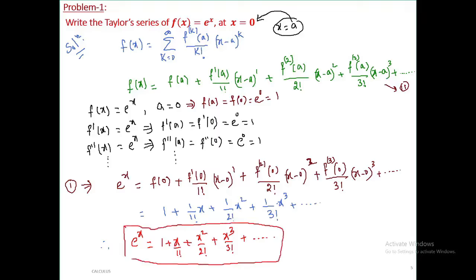So this is the Taylor series of e power x, or e power x expansion. So look at the right hand side terms. There are infinitely many terms. If you add all these things, you will get e power x. So this series is converging to e power x. So this is the Taylor series at x equal to 0, at point 0.